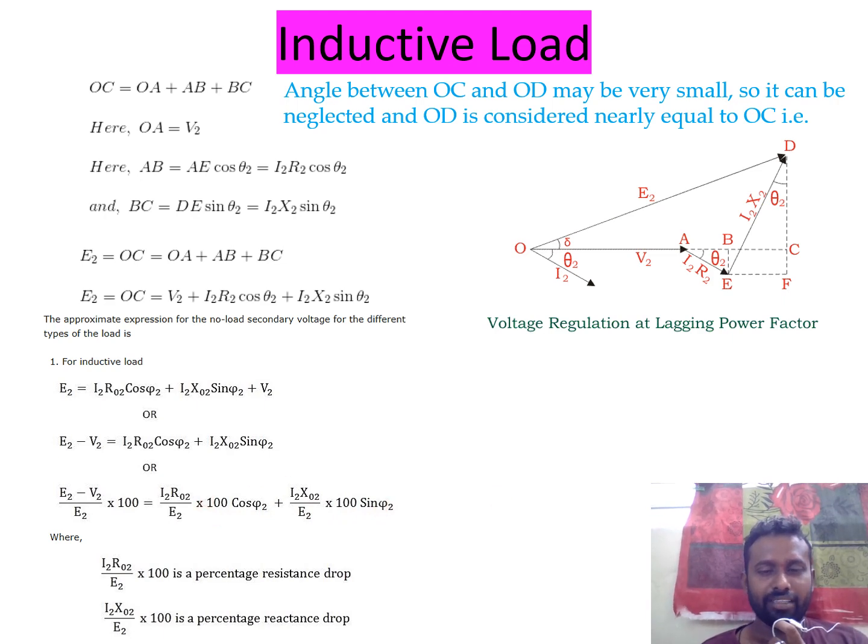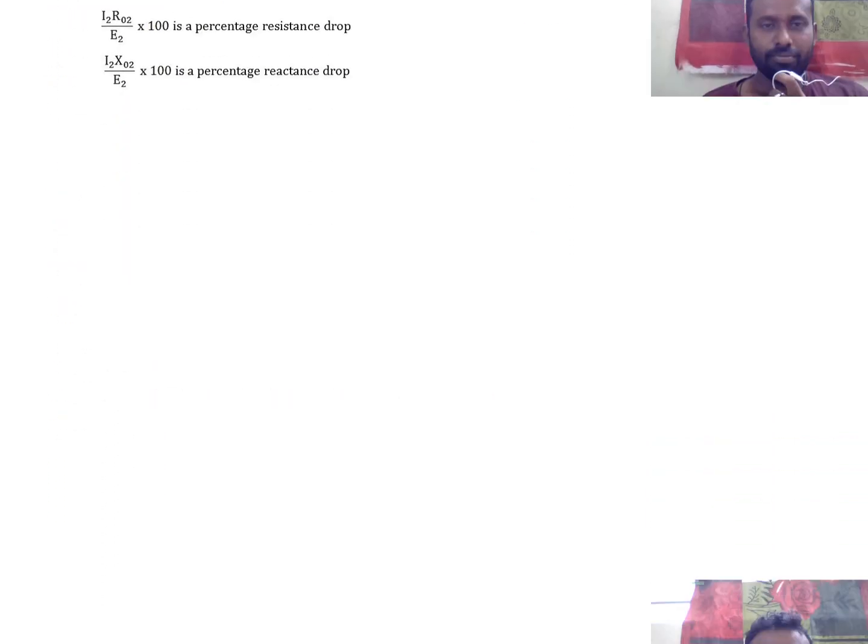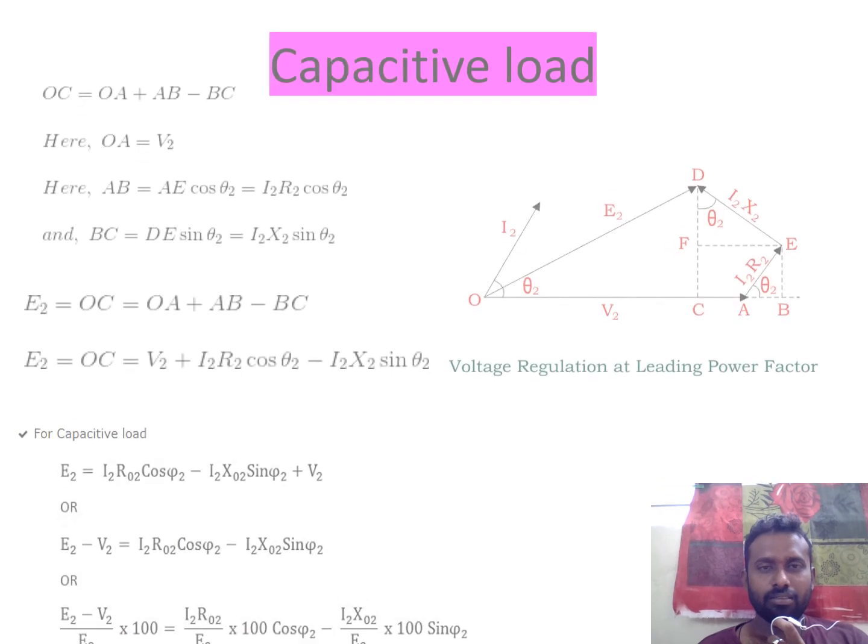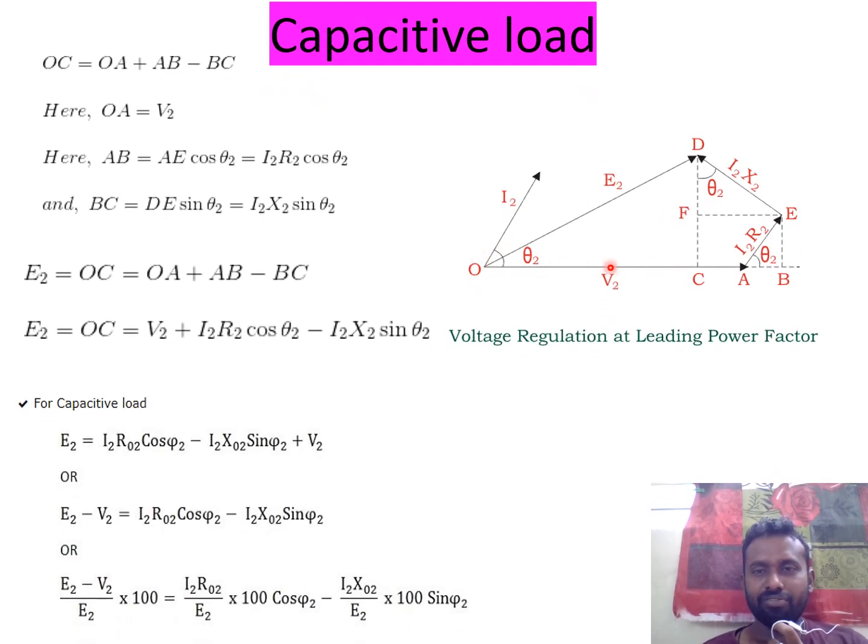Similarly, if you look at the capacitive load, the explanation remains same, but this is V2, and generally I2 will be leading V2, so you'll get I2 R2 drop like this, and there is some I2 X2. And OD is nothing but E2, which is the summation of OA plus AB minus BC or ED.